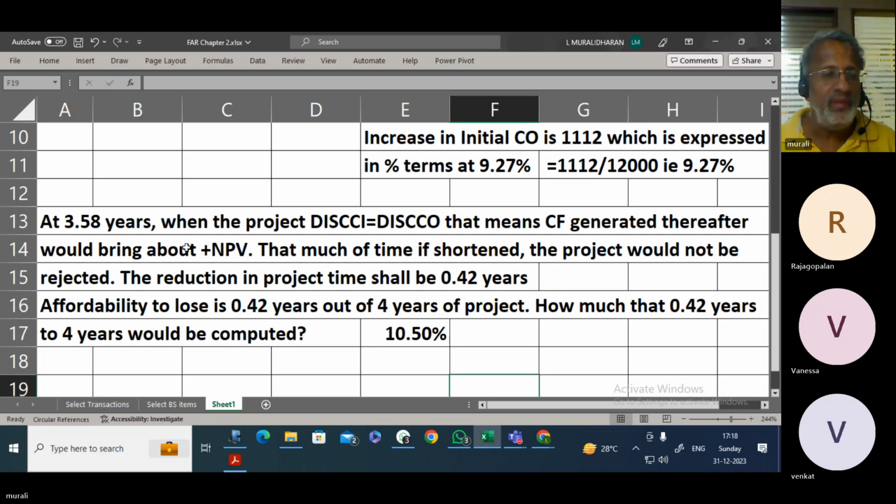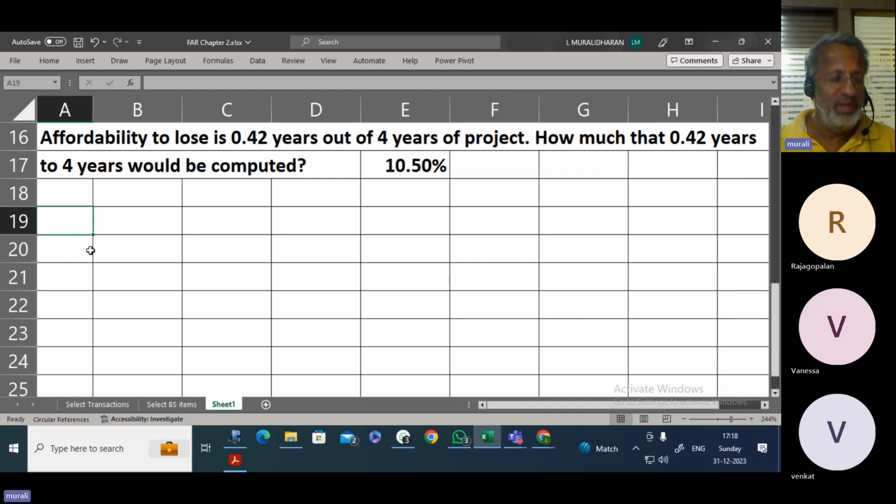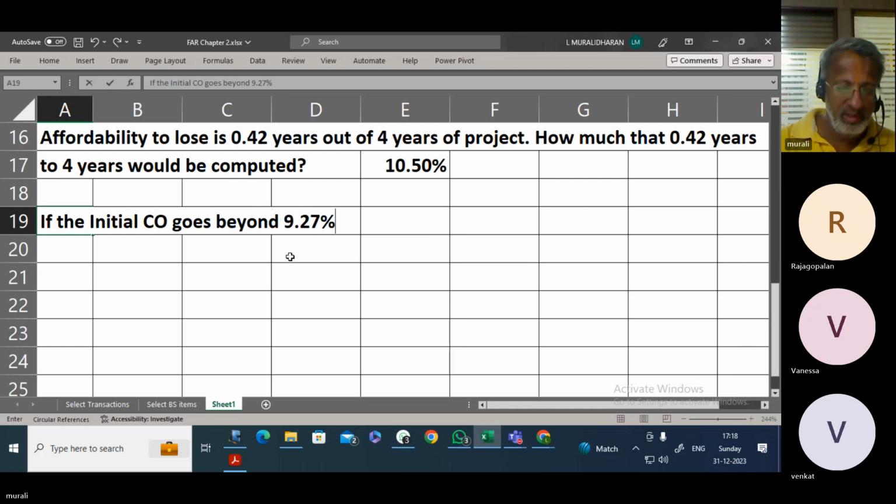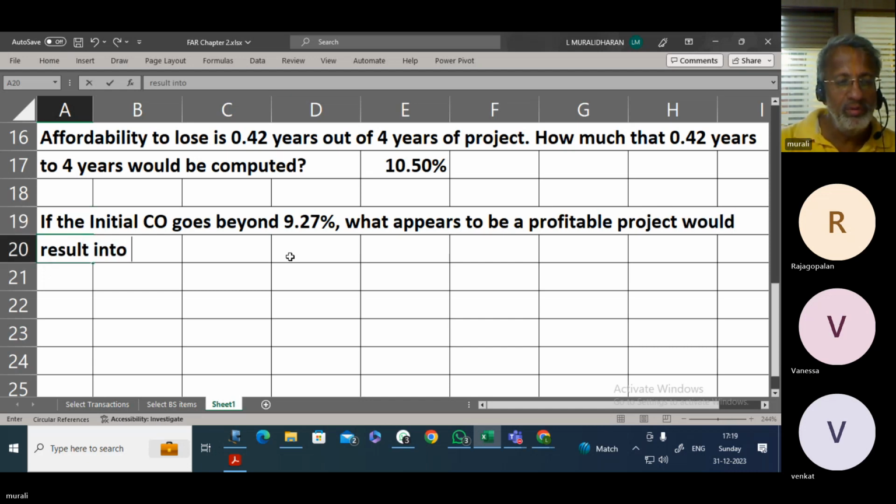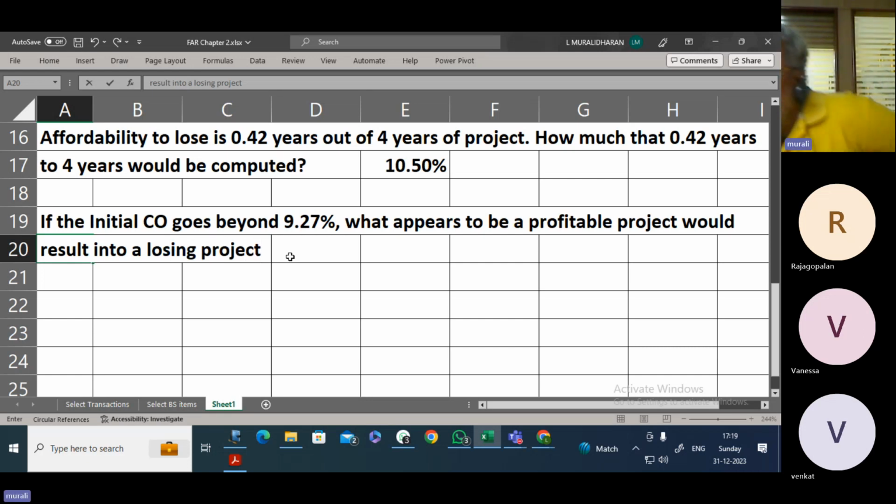That means, whatever point that we want to tell you, we will tell this way. If the initial cash outflow goes beyond 9.27 percent, what appears to be a profitable project would result in a losing project. Correct? 9.27 is the cushion it has got.